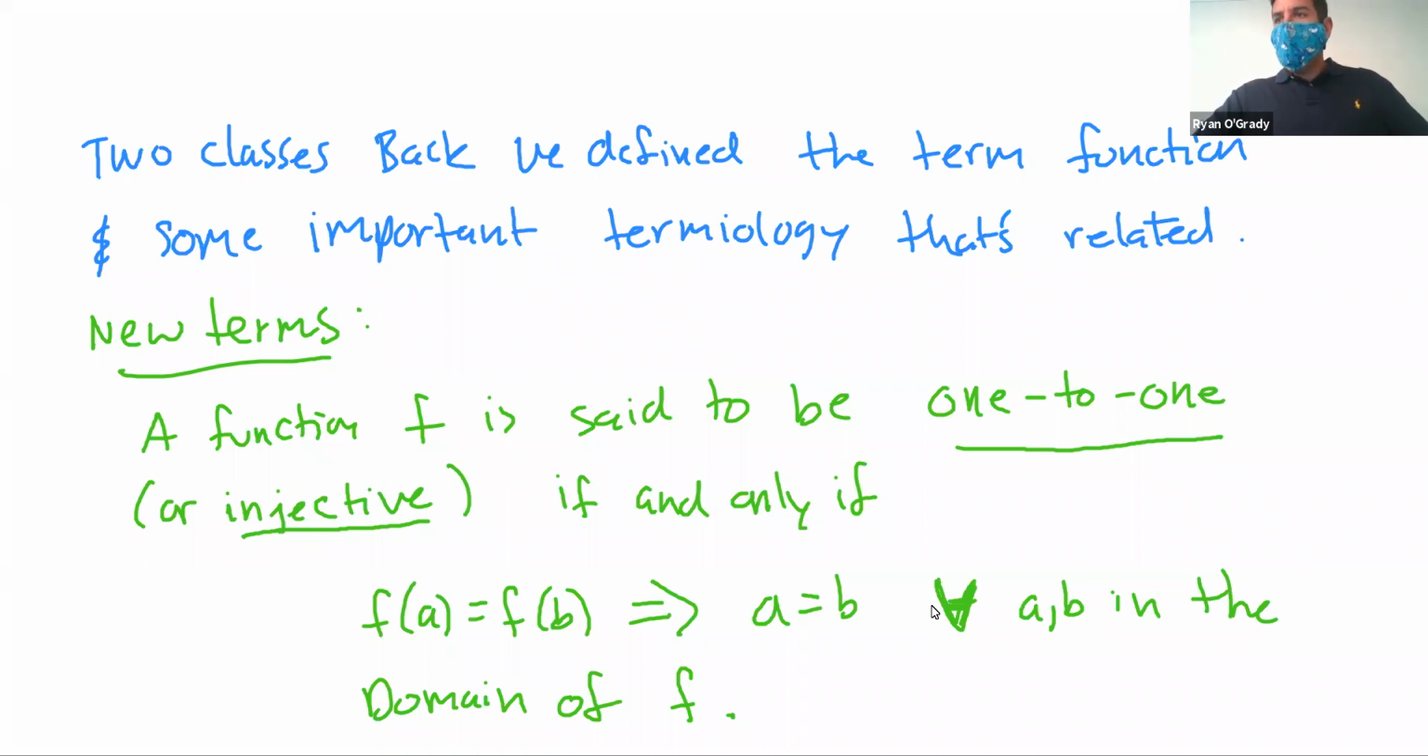A logically equivalent way to define it is to say the following. This property says if I have two inputs and they give the same output, then the inputs have to be the same to begin with. That's what this is saying.